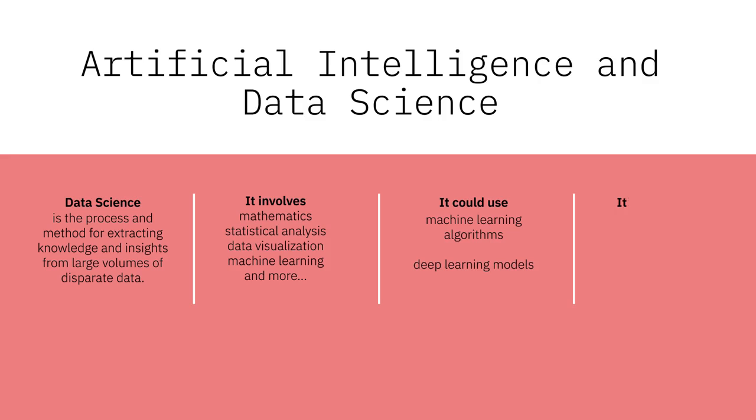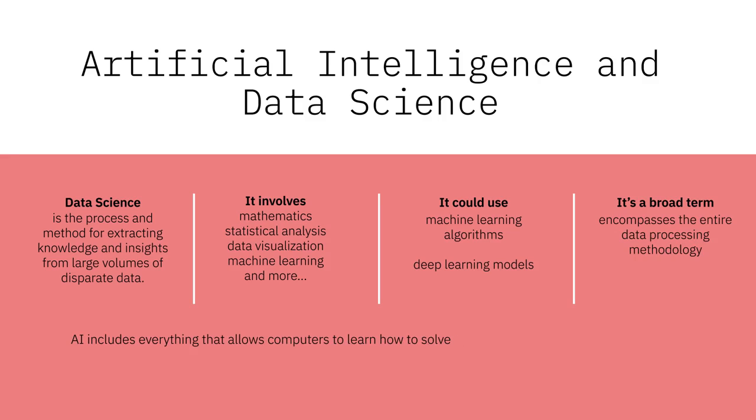Rather, data science is a broad term that encompasses the entire data processing methodology, while AI includes everything that allows computers to learn how to solve problems and make intelligent decisions. And both AI and data science can involve the use of big data, that is, significantly large volumes of data. In the next few lessons, the terms machine learning, deep learning, and neural networks will be discussed in more detail.